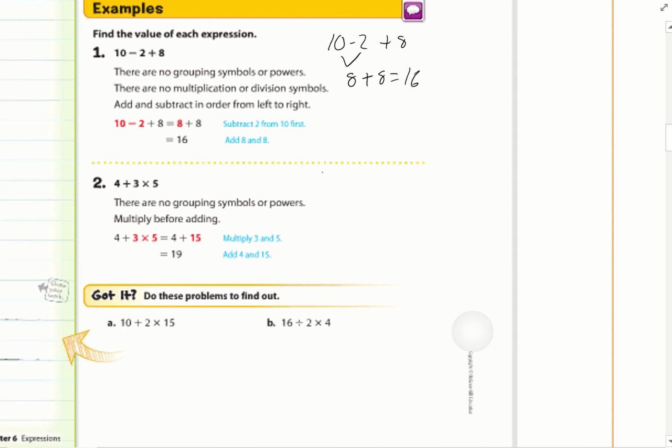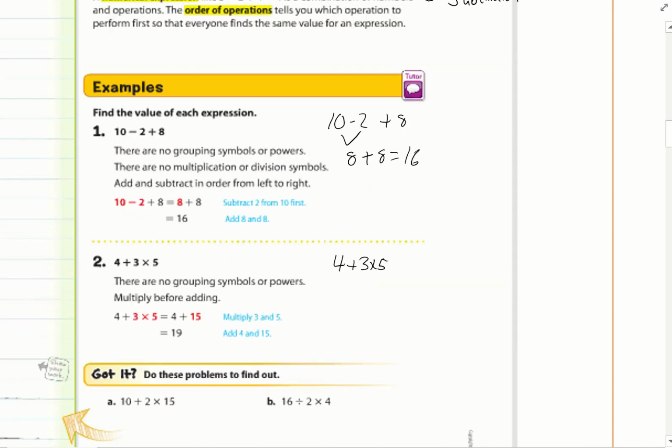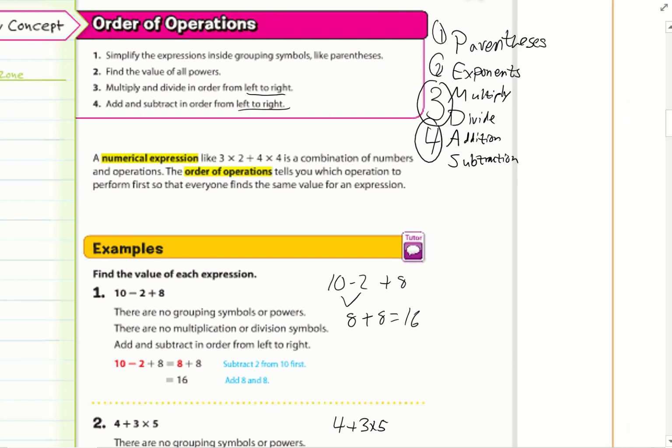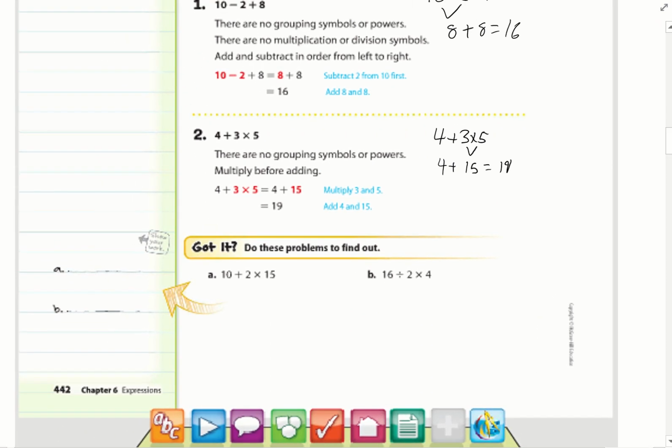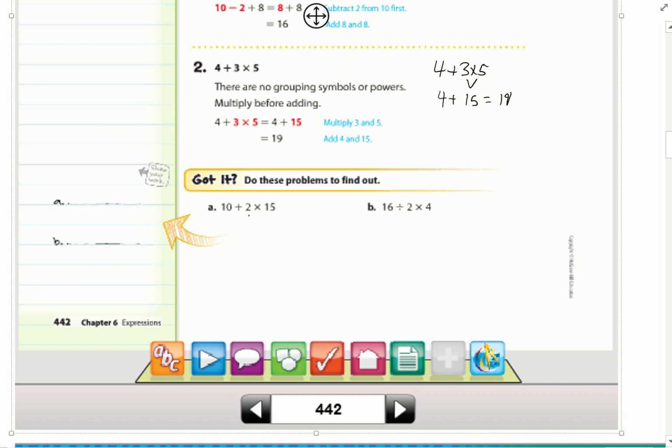Now example 2, we have 4 plus 3 times 5. If we look at the order of operations, multiplying is ahead of addition. So we're going to multiply first. So 3 times 5 equals 15, and then 4 plus 15 equals 19. So go ahead and try A and B. So for A, we have multiplication before addition, so we have 30, and then 10 plus 30 equals 40.